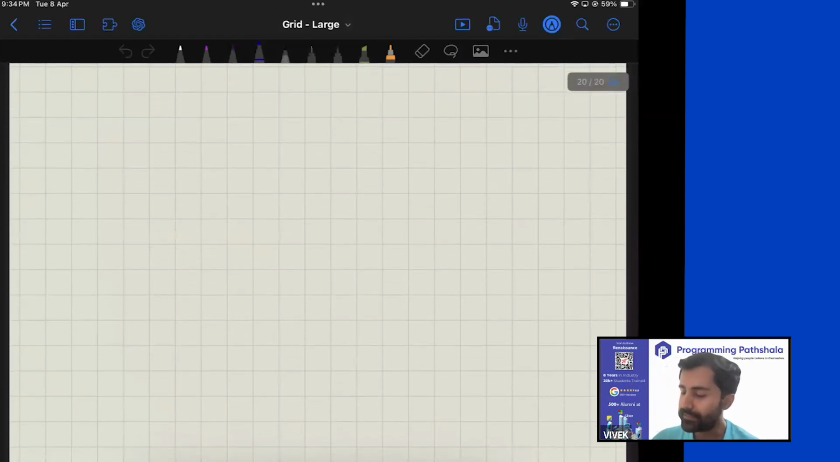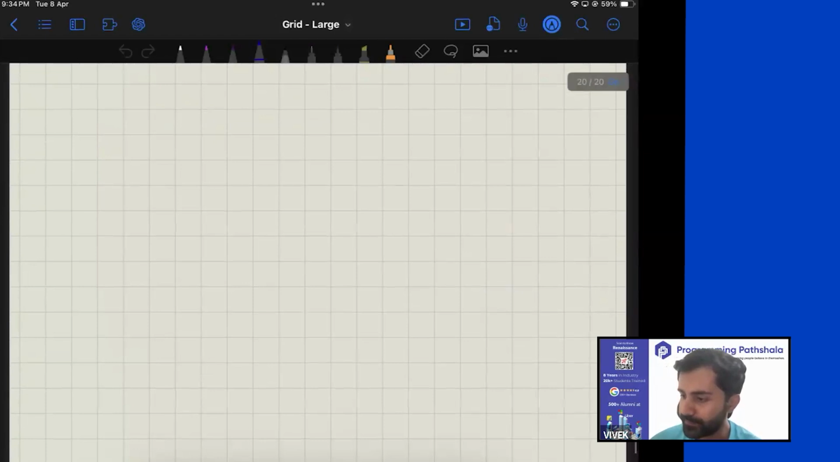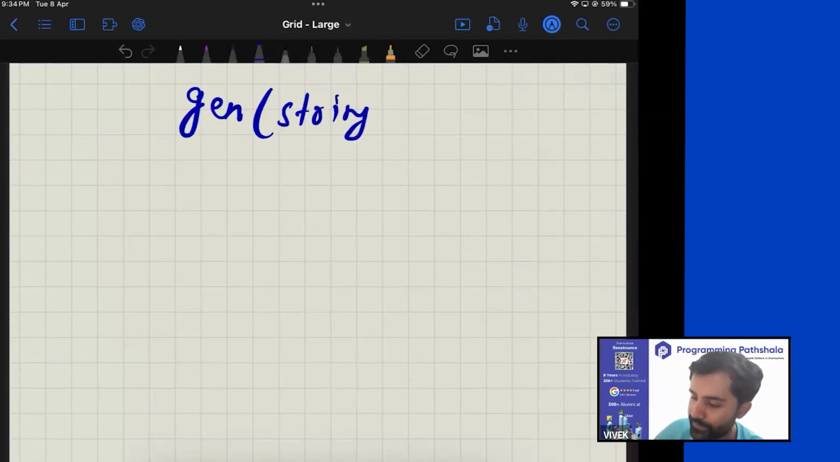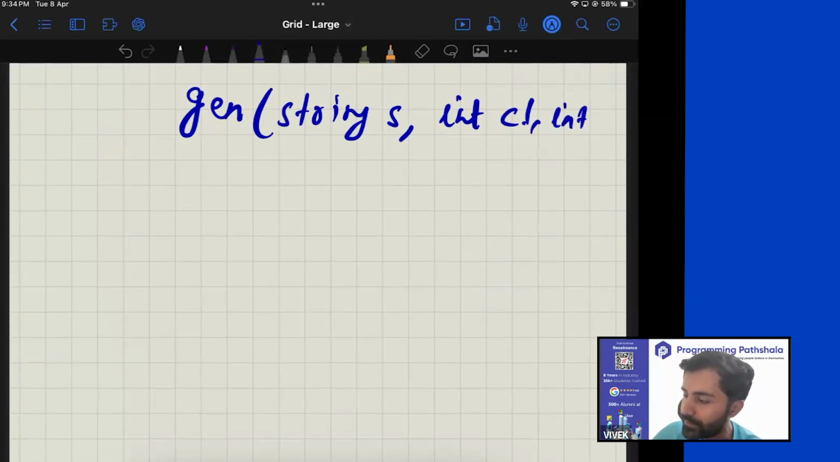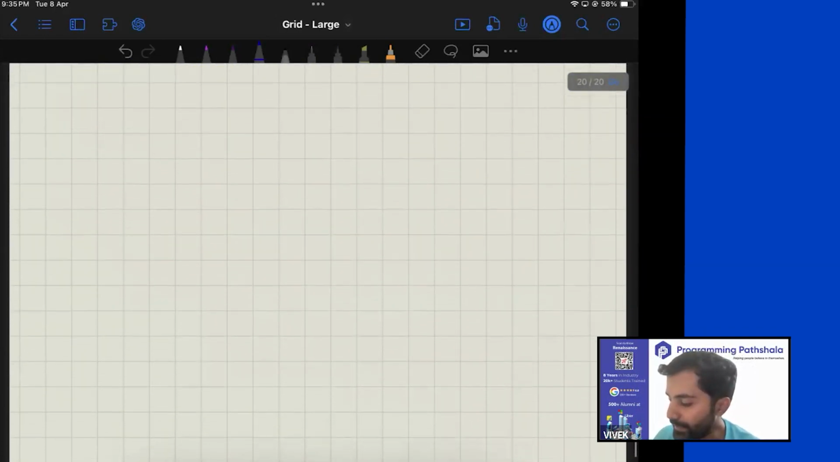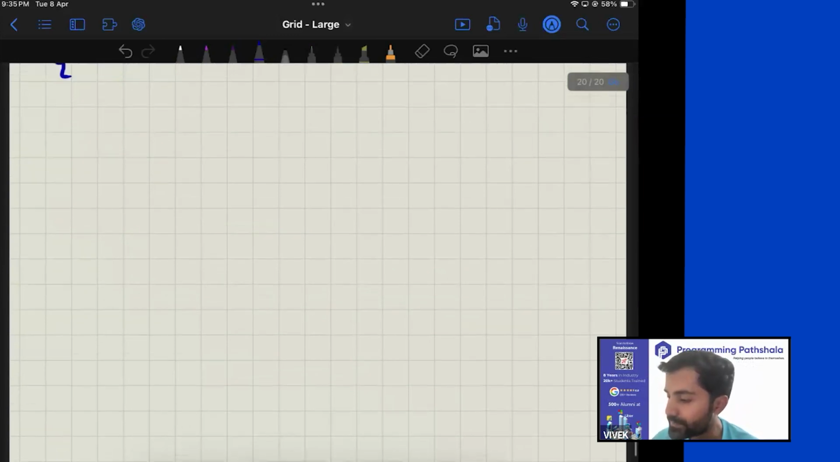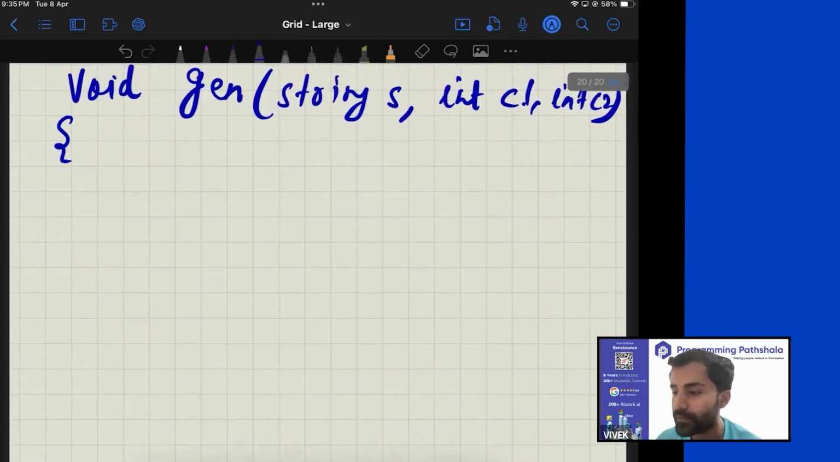So what I can say is, let's say there is a method called generate. And here what you do is you pass a string. And what were the other two variables which we were passing? The count of opening braces, count 1, and count of closing braces, count 2. Okay. And it can be a void function. What we are doing is we are printing all the balanced parentheses containing n pairs of opening and closing braces, right?